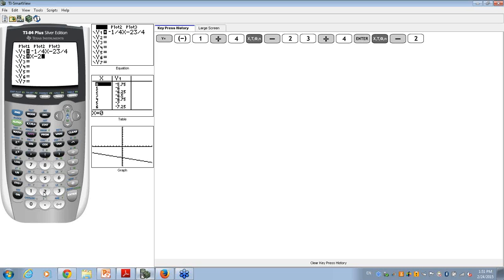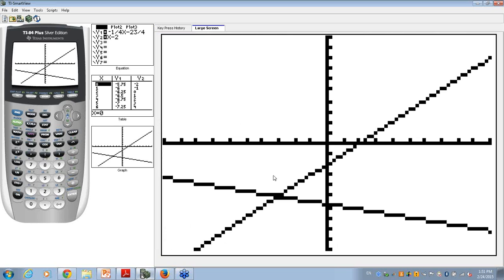minus 2. All right. I have my two equations, and sometimes you're messing around with your windows, so you could use the window option to double check that your window is on the standard window, which is negative 10, 10 on the x-axis, counting by 1, and negative 10, 10 on the y-axis, counting by 1. So the window is good, and we can then hit graph to see our graph. And I can put my large screen here.